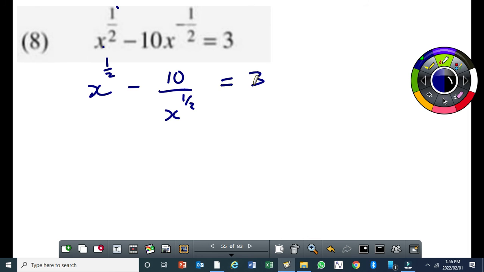Okay? Now you need to find the LCD. Let me warn you. I know that some of you might not be big fans of algebraic fractions, but they are an important part of maths. That's why I did algebraic fractions in grade 9, then in grade 10. In grade 11, we don't teach you algebraic fractions. We expect you to know. Okay? So the LCD here is going to be x to the power of a half.